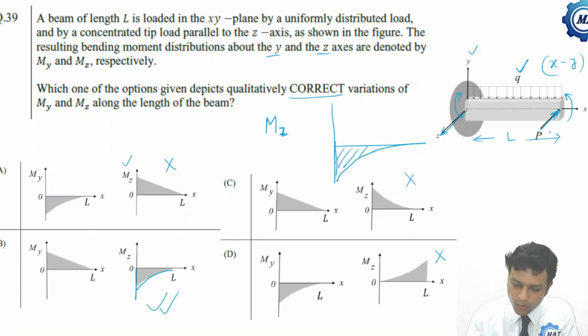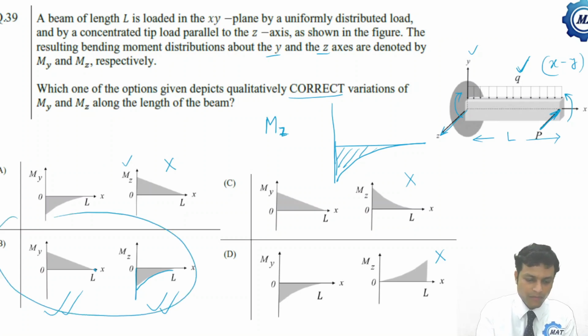Now this is a P load, and the bending moment will be maximum at the fixed end and zero at the tip. So this option is the correct one. Okay, so by checking this one only, we got the answer. That is option B is the correct one. So we have solved this. Now let us move to the next problem.